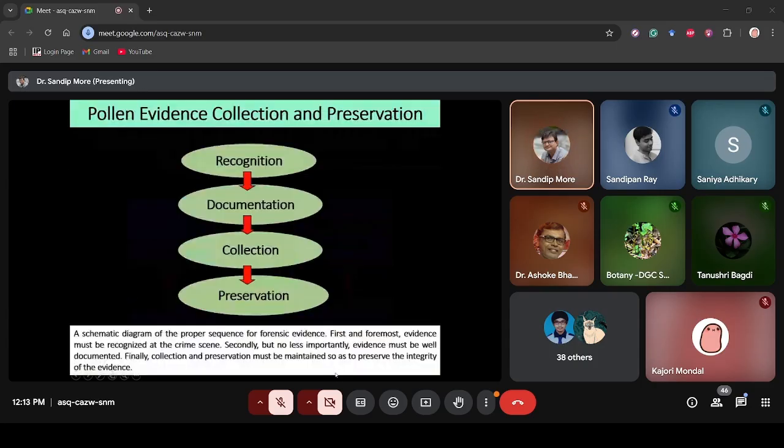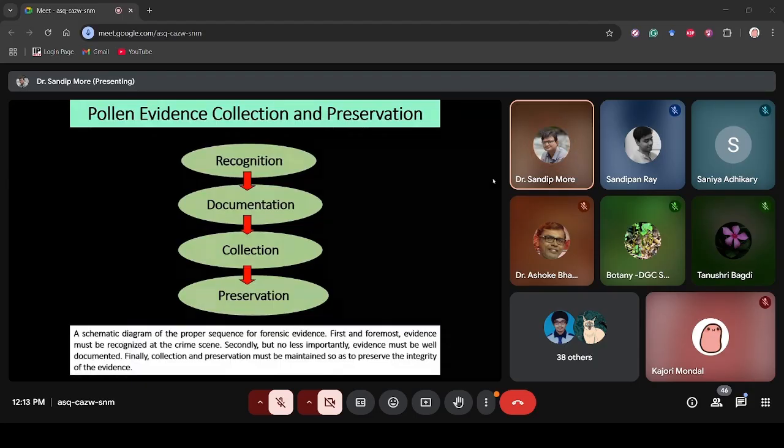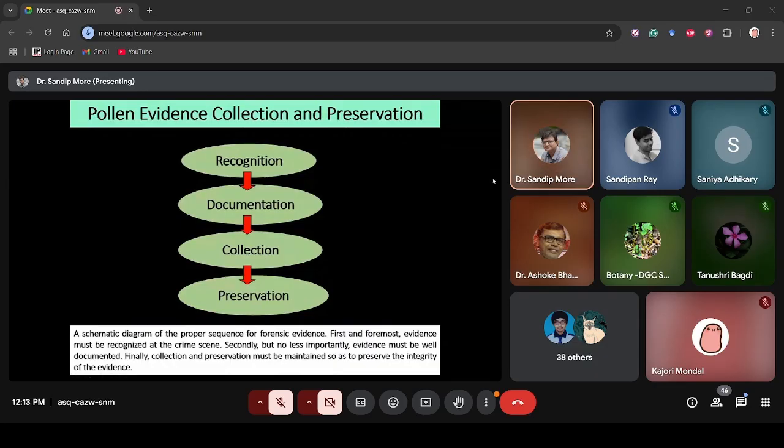For that, we have to do these four steps. First, we have to recognize the crime scene. We have to document the samples from the scene, collect them properly, and preserve them so that they cannot be contaminated.